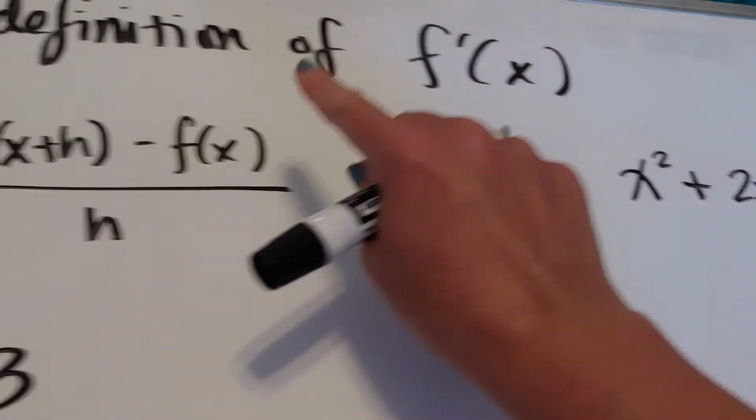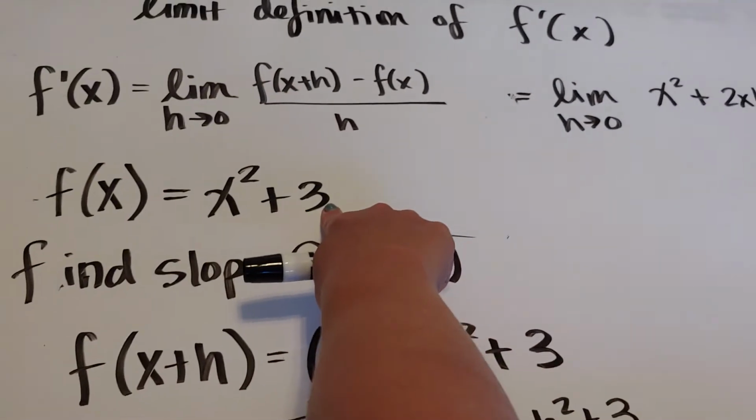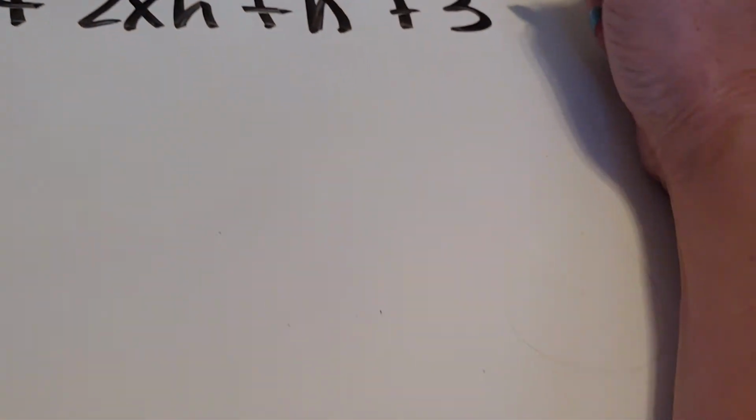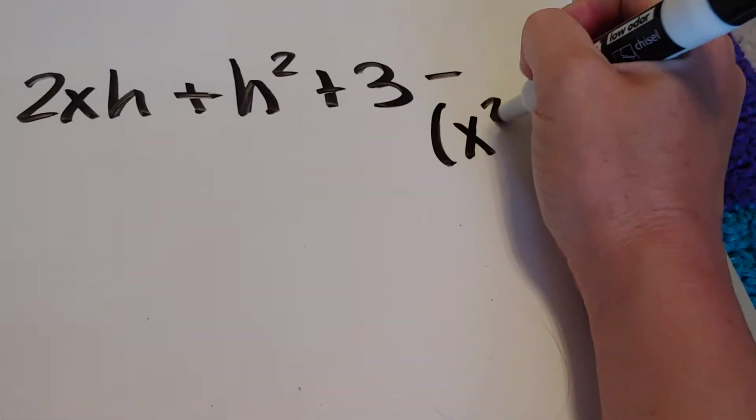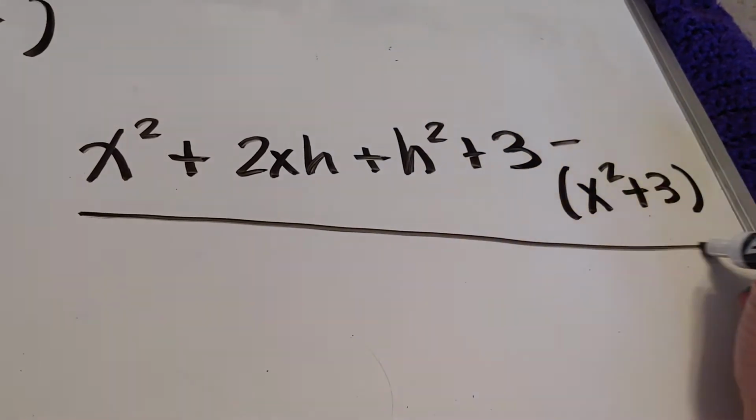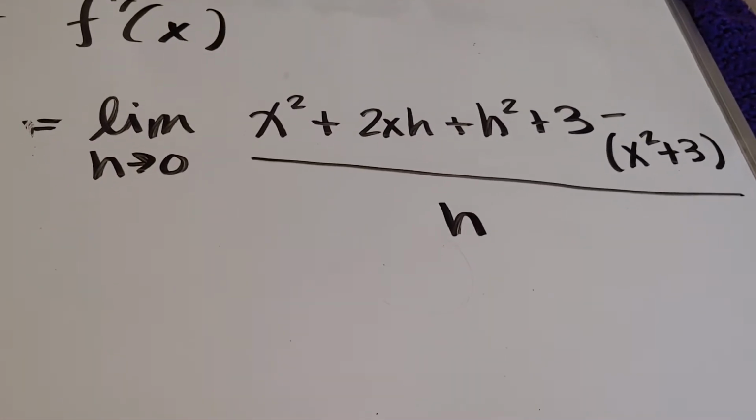Okay, and then I'm going to subtract f of x. So my function is x squared plus 3, right? So I'm going to subtract x squared plus 3. So over here, I'm going to subtract x squared plus 3. Sorry about the camera work. All divided by h. Now, super important.